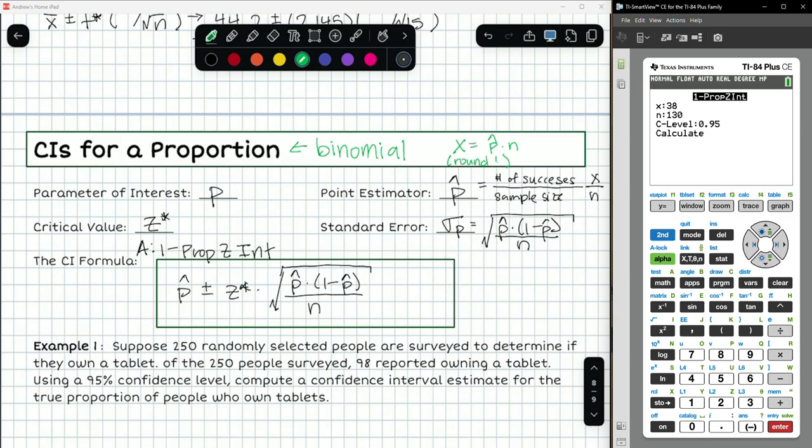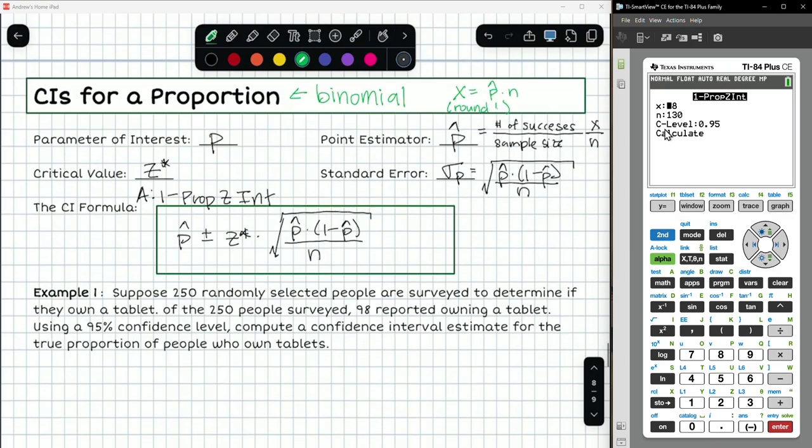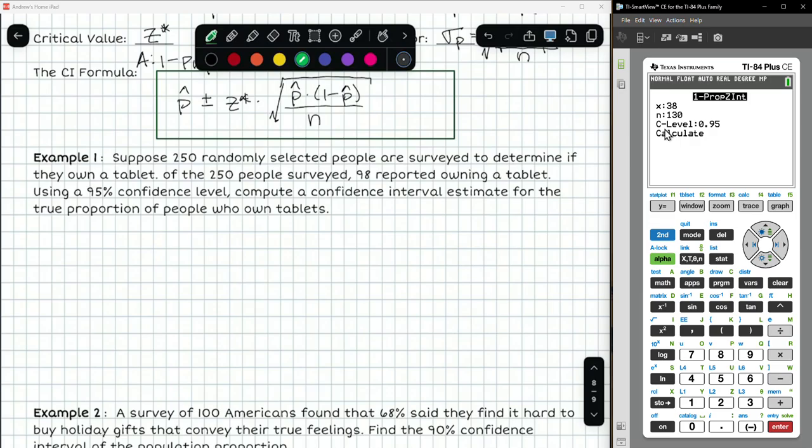Let's go ahead and do 2 examples really quick. So the first example says, suppose 250 randomly selected people are surveyed to determine if they own a tablet. Of the 250 surveyed, 98 reported owning a tablet. Using a 95% confidence level, compute a confidence interval estimate for the true proportion of people who own tablets.